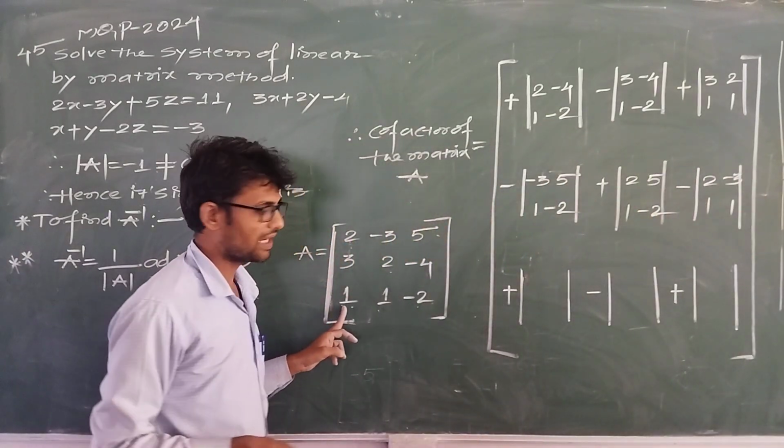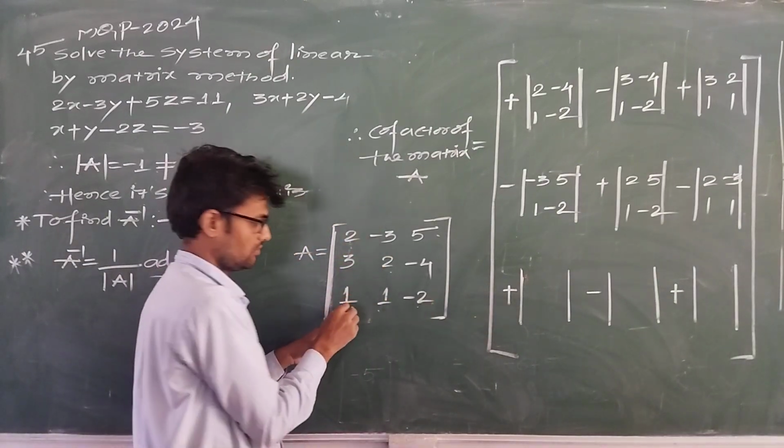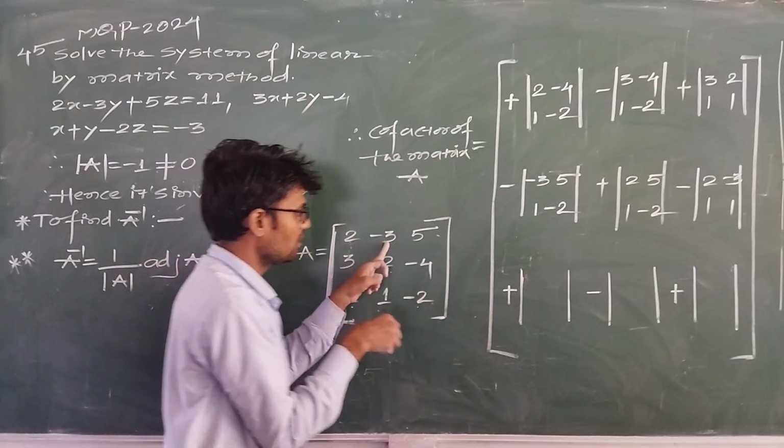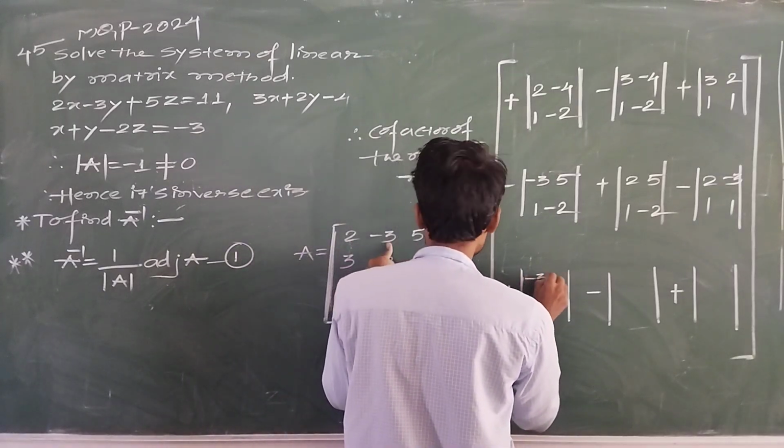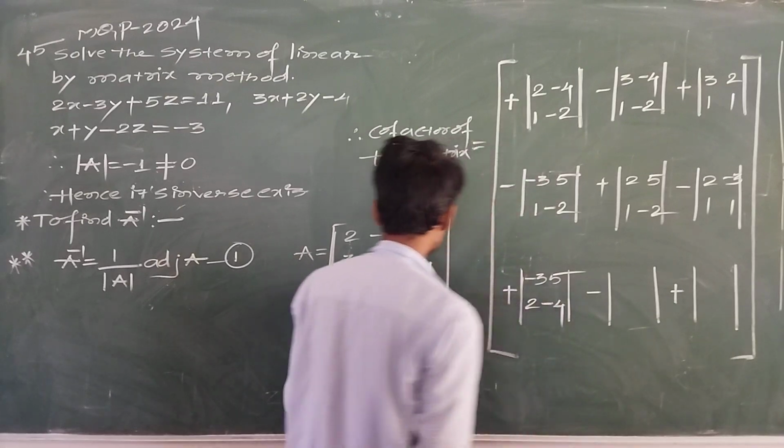Next one, cofactor of 1 you go. Already we have a plus symbol. Delete this row and this column. So the remaining elements you take inside the determinant: minus 3 5, 2 minus 4.